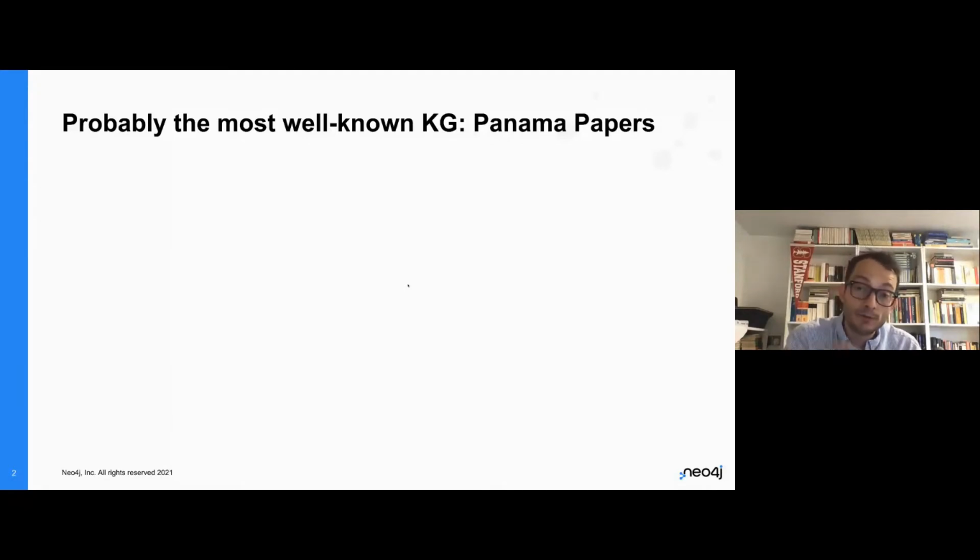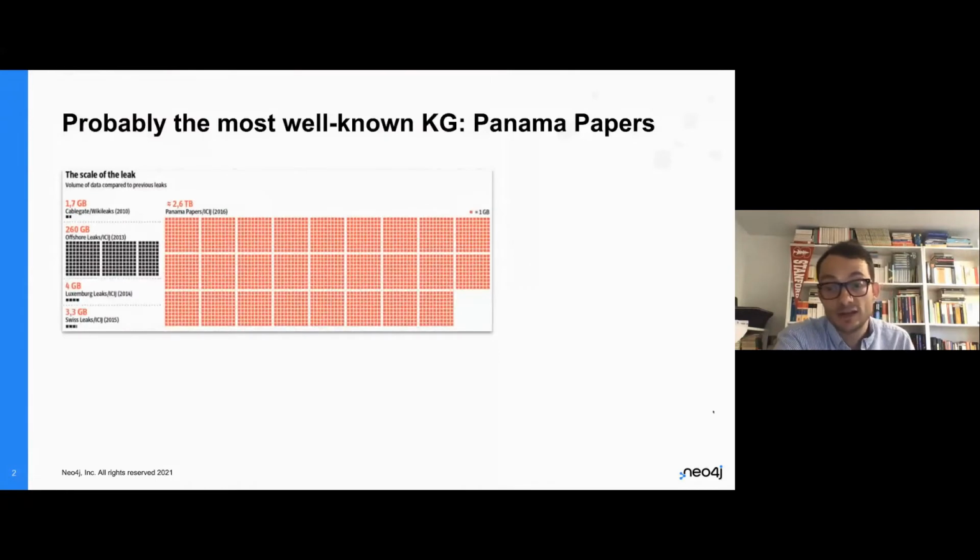And you probably remember a few years ago when the journalists of the ICIJ got hold of this massive data leak from the company Mossack Fonseca. They were facing this kind of needle in a haystack problem, where they were wondering how to make sense of such a ridiculously big amount of data. And you can see how it compared to other popular leaks like the WikiLeaks, which is tiny compared to the Panama Papers.